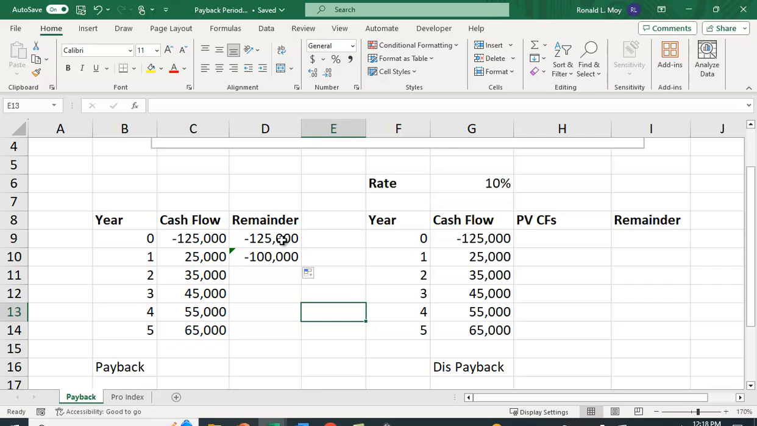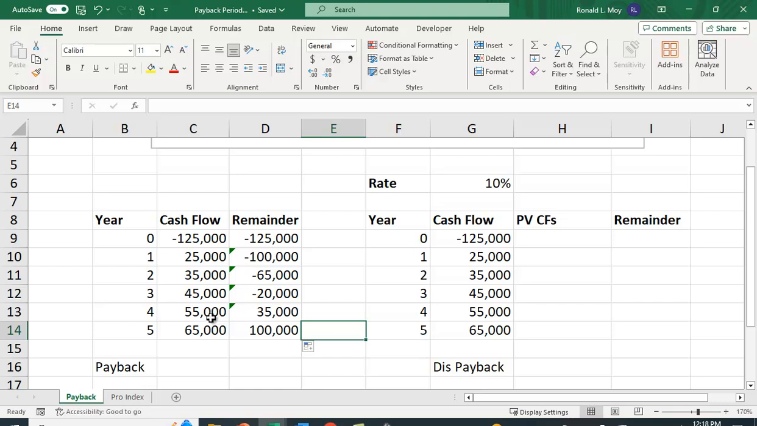If I copy it down one cell, you'll see what's true. This is minus $125,000 plus $25,000 equals minus $100,000. I can copy it down one more time, and minus $100,000 plus $35,000 is minus $65,000. So let's just copy it all the way down. We'll see what we have here. And we can see that between year three and year four, the remainder goes from being negative to being positive.